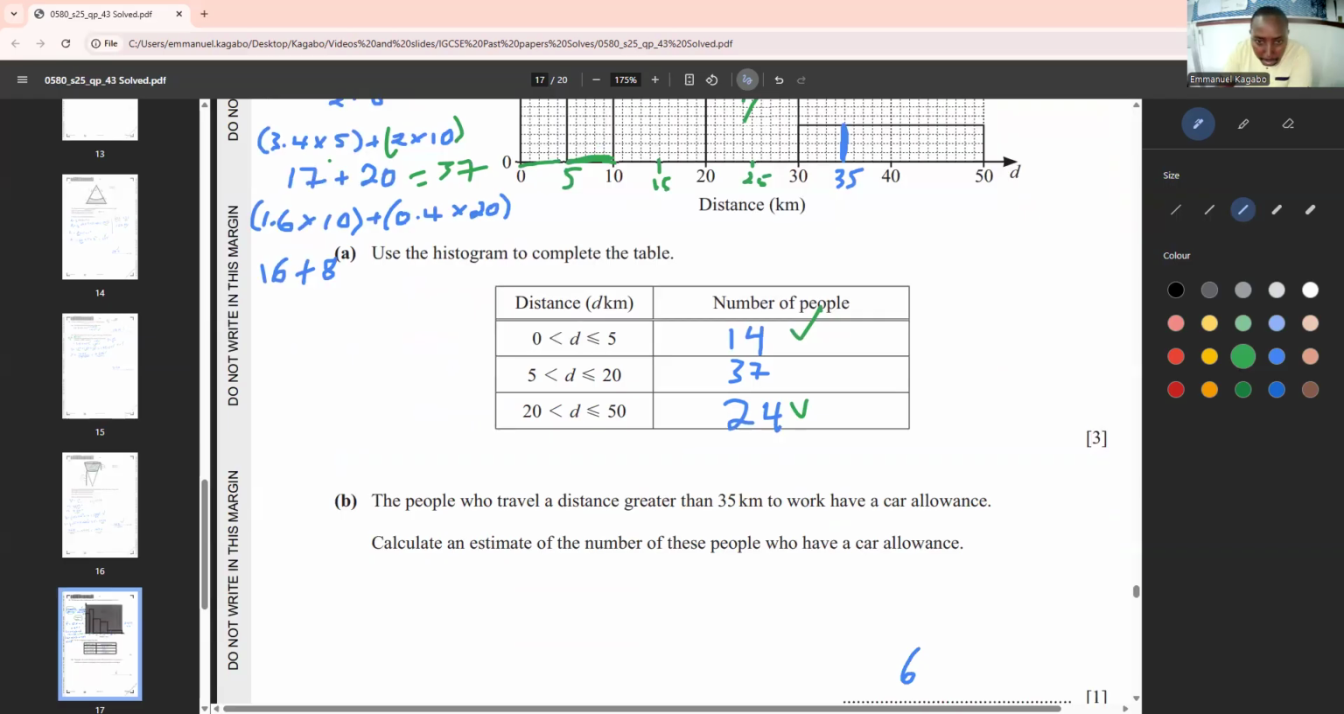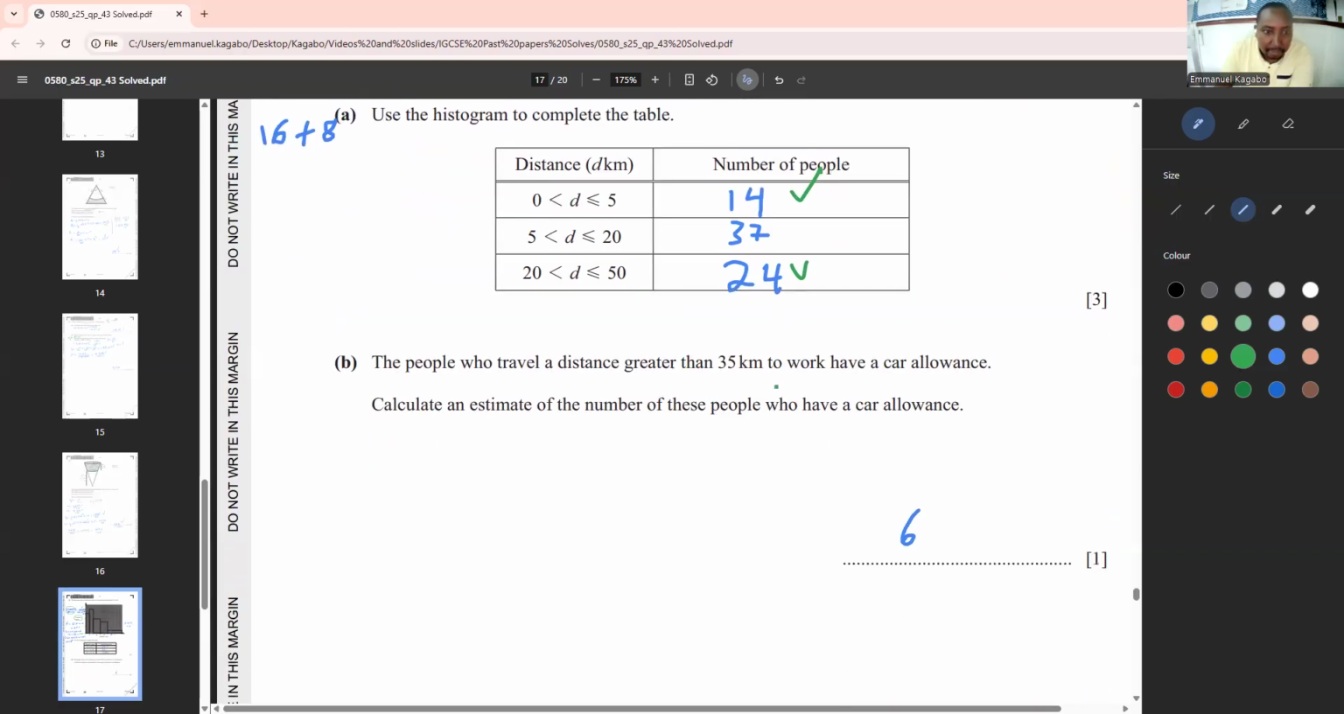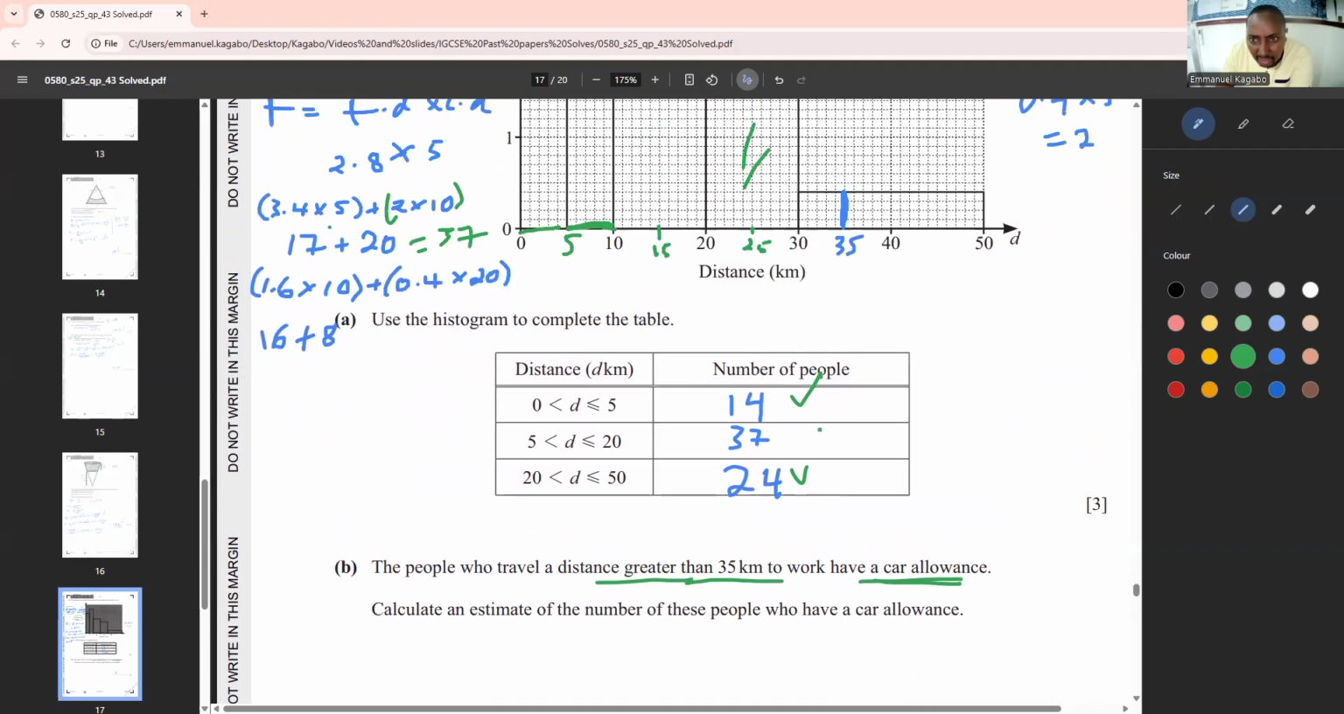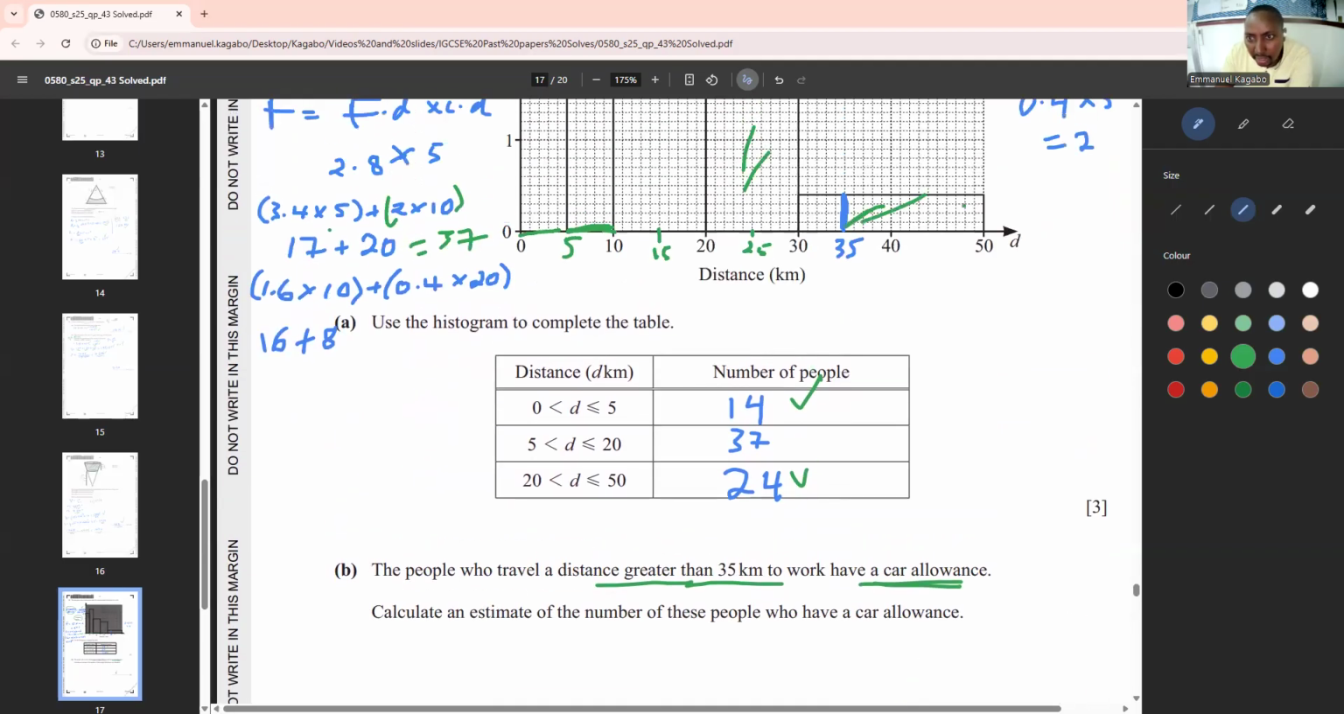Math is very interesting. Now, fast forward. The people who travel a distance greater, you have to be careful with that, to work, have a car allowance. Okay, if you are moving a distance more than 35, you get allowance. Where is the 35 and more? They're talking about this. Do you get that, guys? There are different ways of doing that. Let me do it in this way.